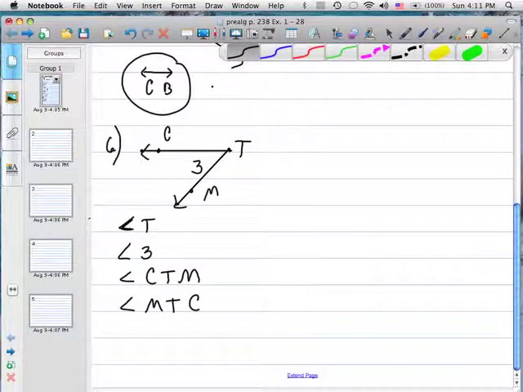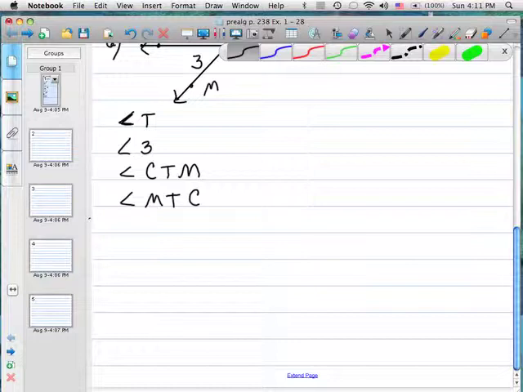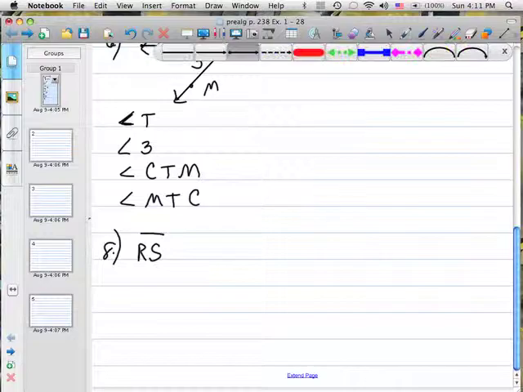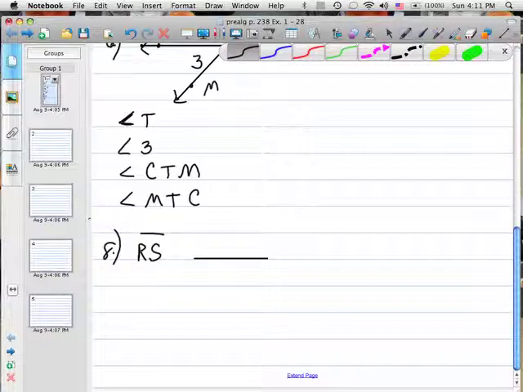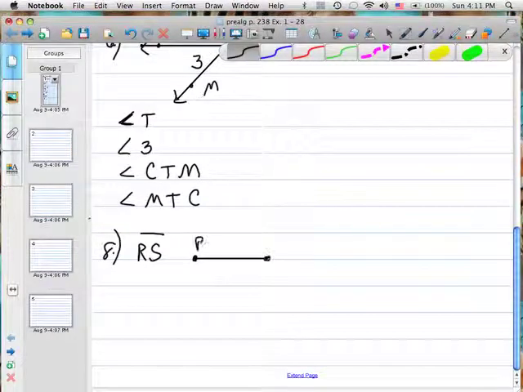Problems number 7 through 10, make a sketch of each figure. So number 8, they want us to sketch line segment RS. So we make a line segment, and the 2 points R and S are the end points. So R and S, label them.